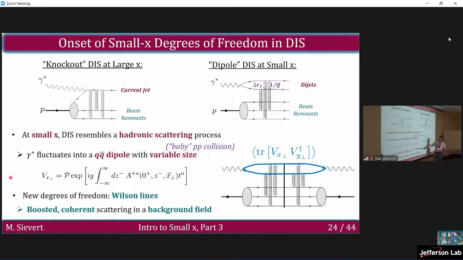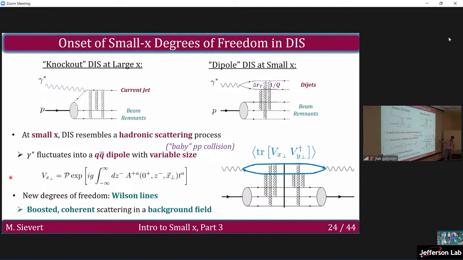Then you just have to stick with the line integral, whatever it may be, and you have no ability to do the expansion. So this is the natural language, the natural variables that one uses to describe DIS at small x, or any process at small x for that matter, since DIS at small x is exactly the same as proton-proton at small x. So the relevant variables are everything that you can build out of Wilson lines.